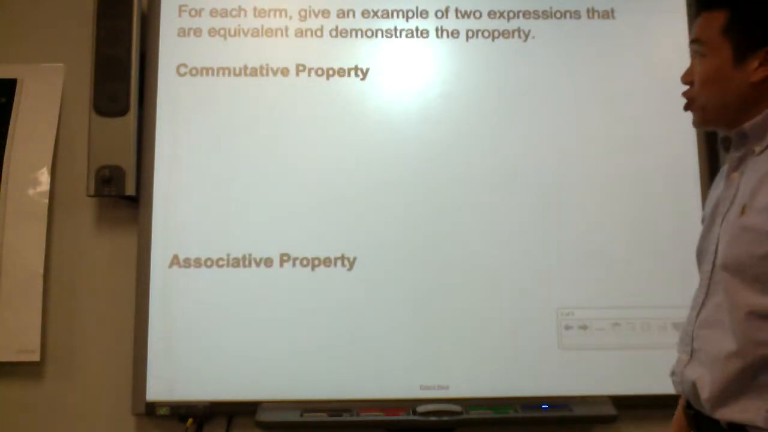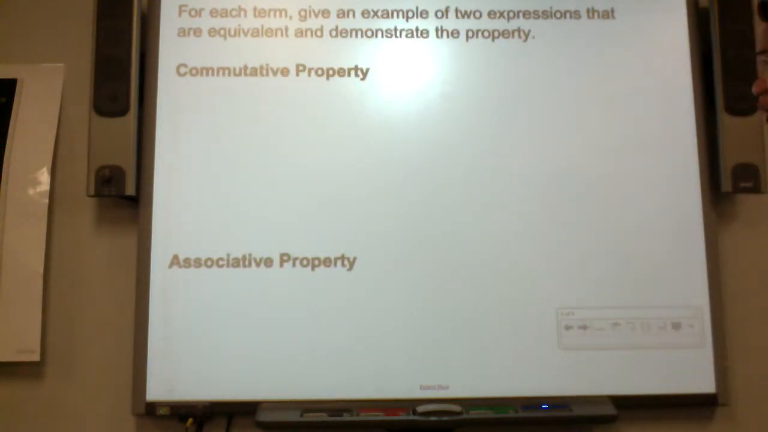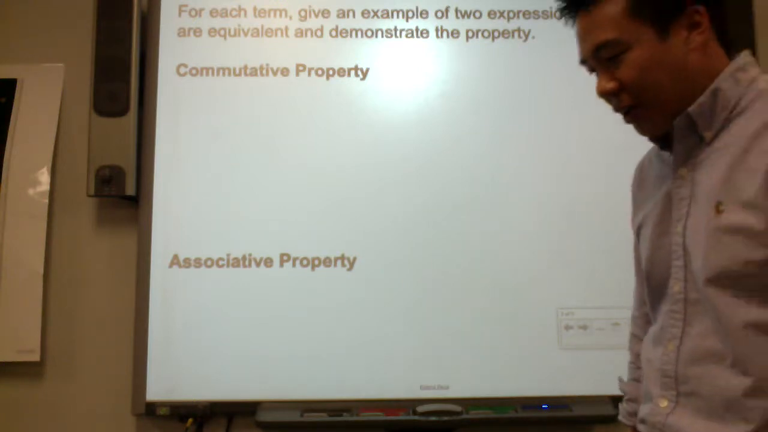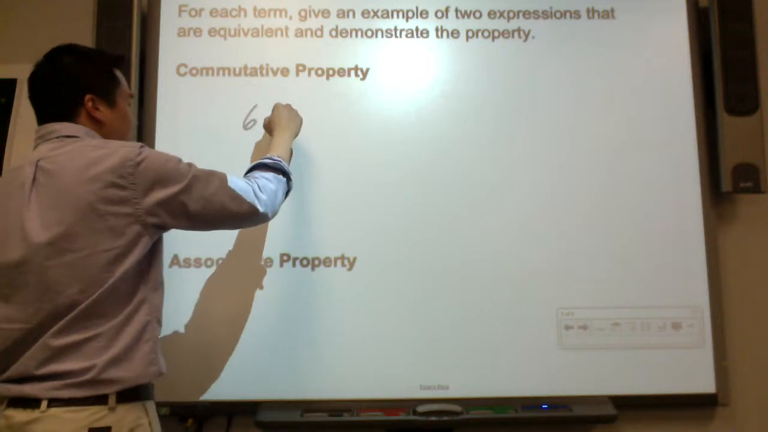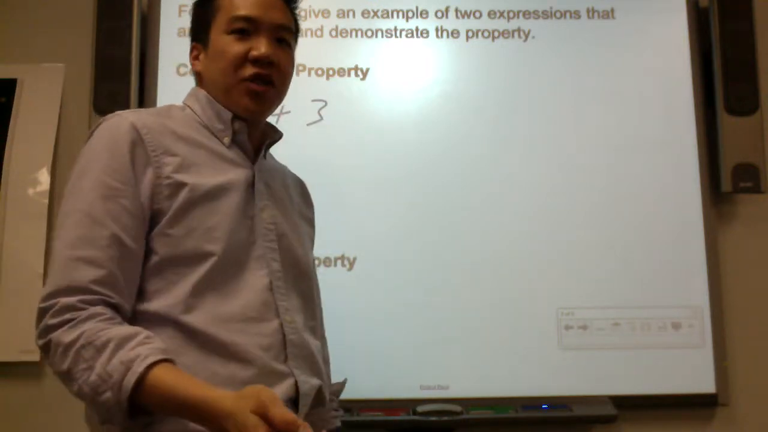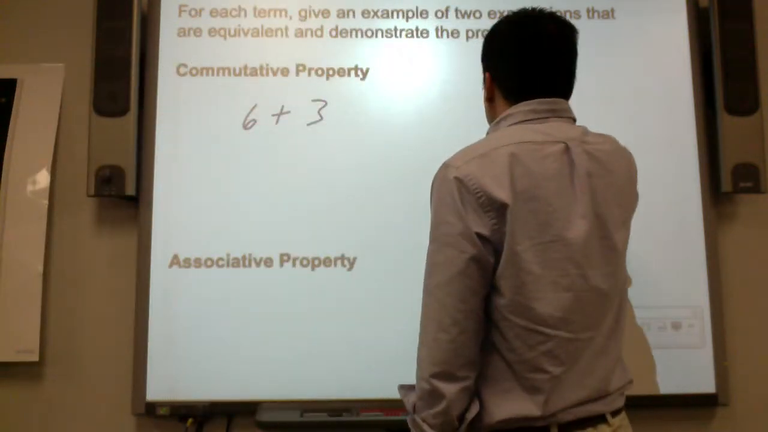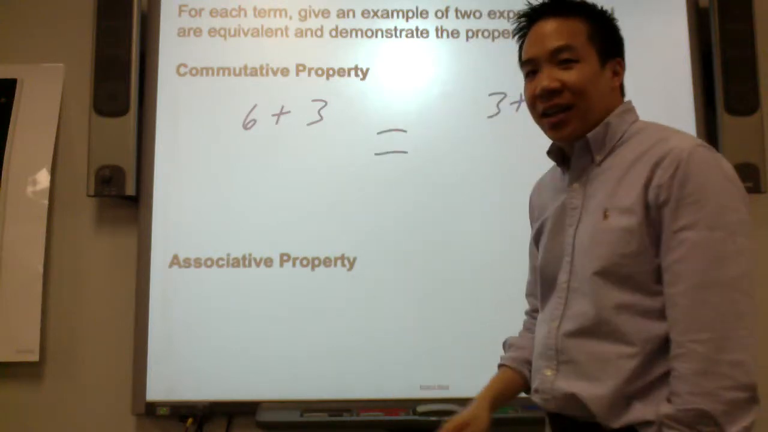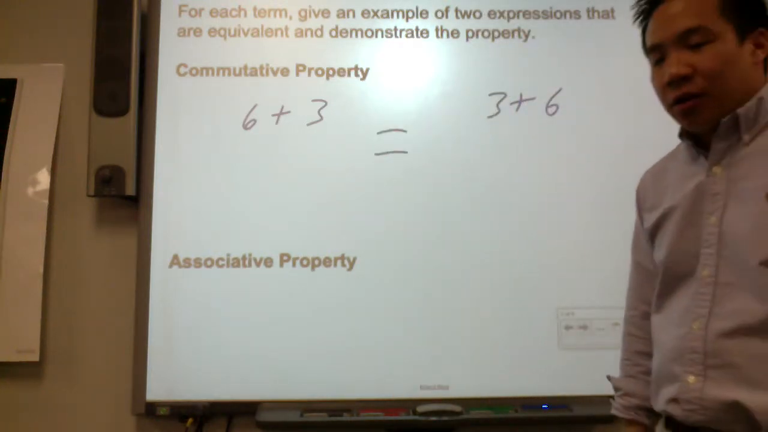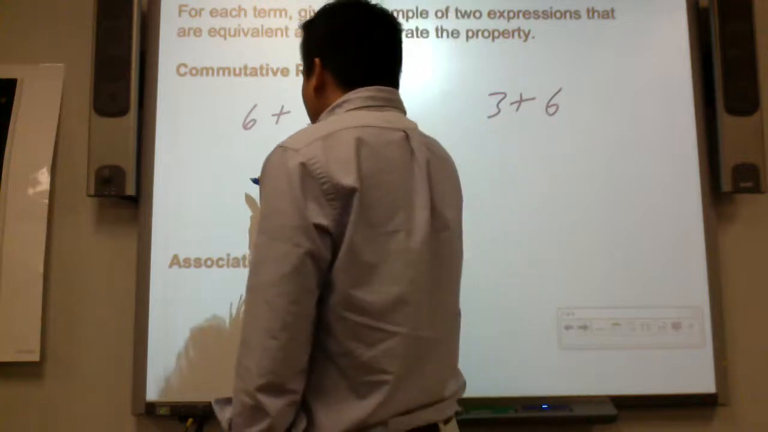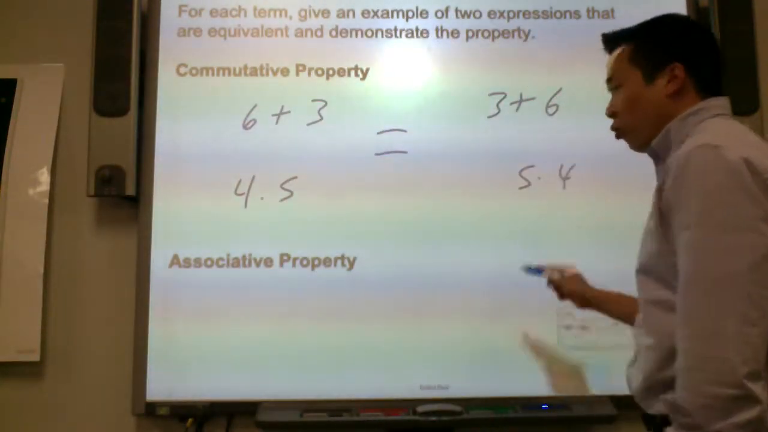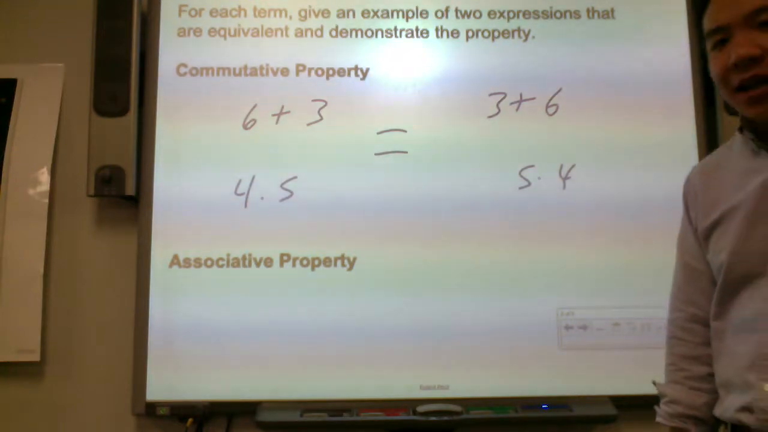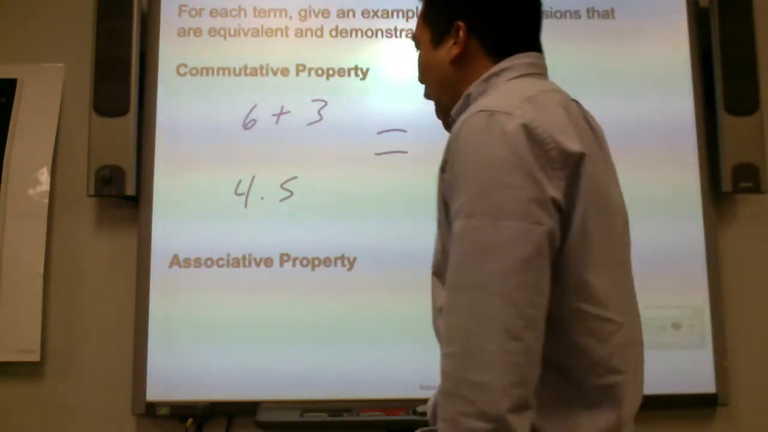So, for each term, give an example of two expressions that are equivalent and demonstrate that property. So commutative again is back and forth, like 6 plus 3. What if someone said on the other side of the classroom, 3 plus 6? Are they equivalent? They are. What if someone said, I think the answer is 4 times 5, and another person said, it's 5 times 4. Will they be equivalent? Yes, it is. Commutative is back and forth.